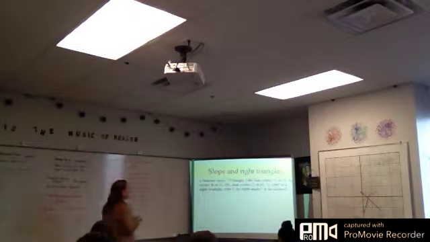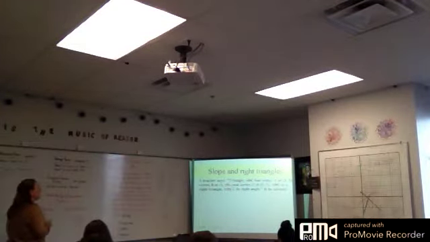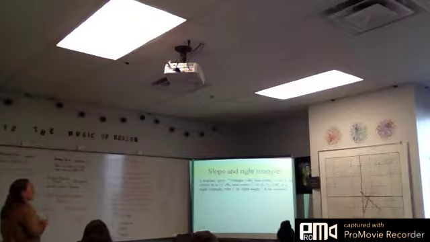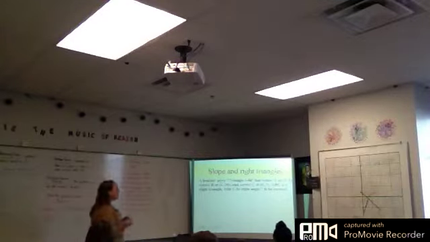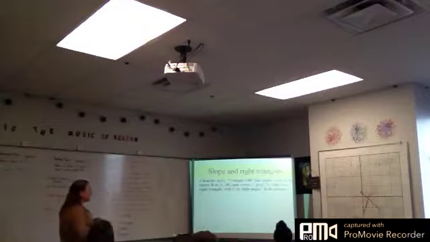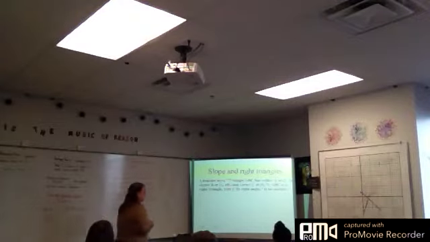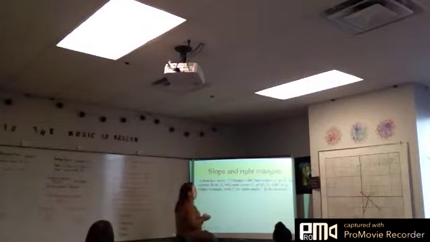Okay, slope and right triangles. Triangle ABC has a vertex A at (2, 3), a vertex B at (1, 10), and a vertex C at (5, 7). The teacher says ABC is a right triangle with C as its right angle. Is this teacher correct?